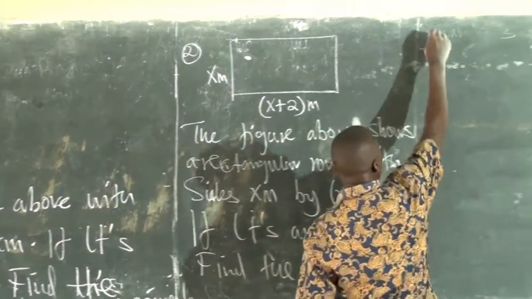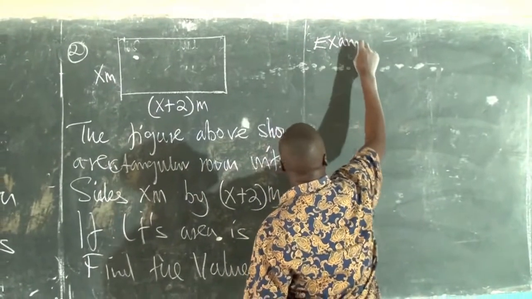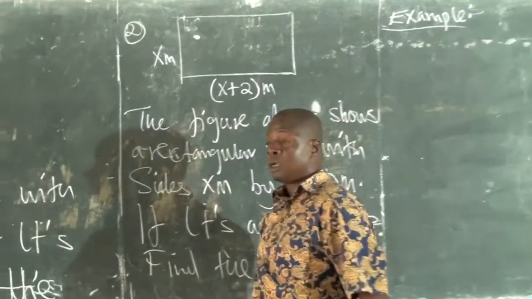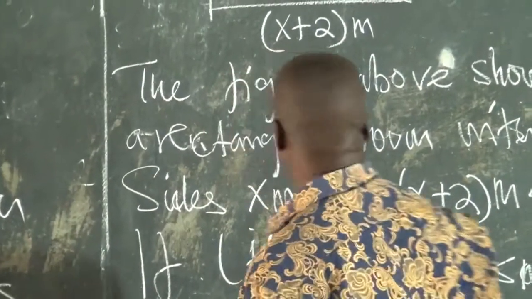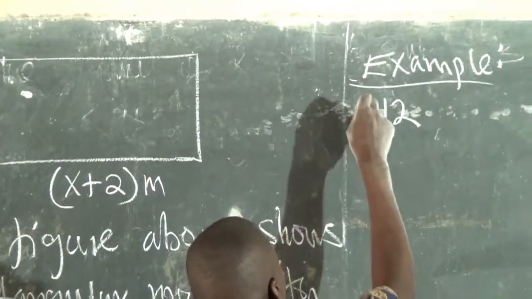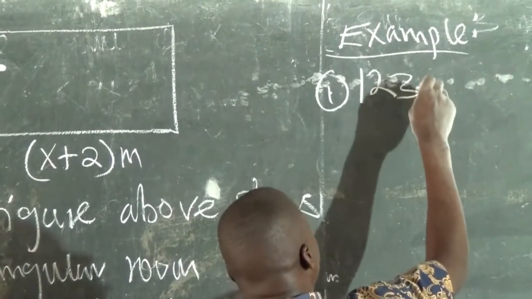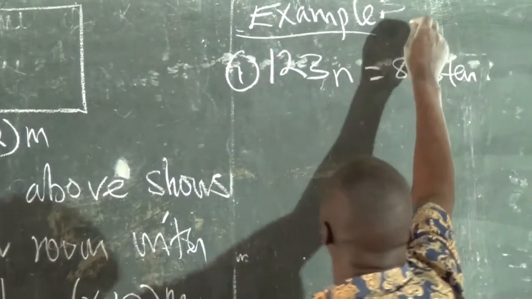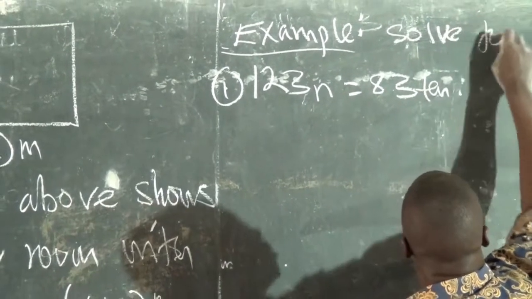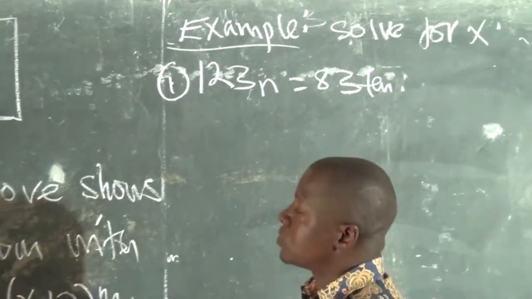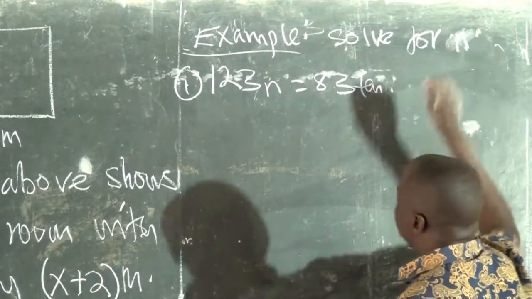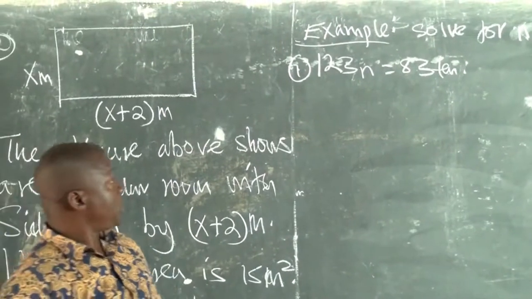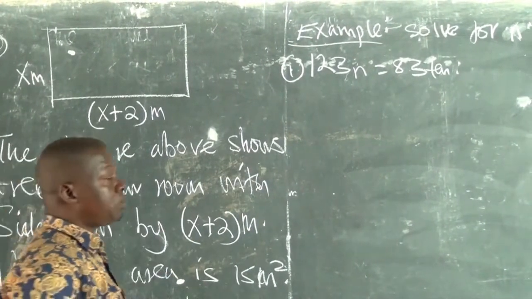Allow me to look at the second example also. This is under number bases. We have 123 in base n equal to 83 in base 10. Solve for n. We need to expand into a uniform base, that is base 10.